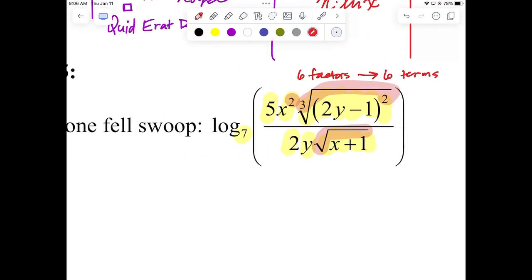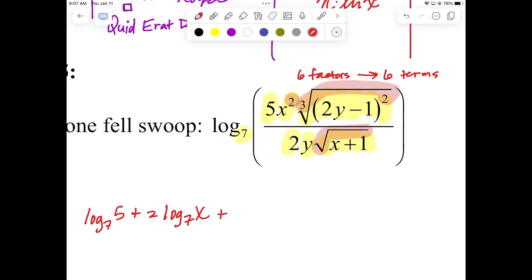So here we go. Ready? Let's start in the top left. We get log base 7 of 5. There's the first factor. Plus, leave a little space, log base 7 of x squared. But where does the 2 go? Out front. There it is. So it's plus 2 log base 7 of x.